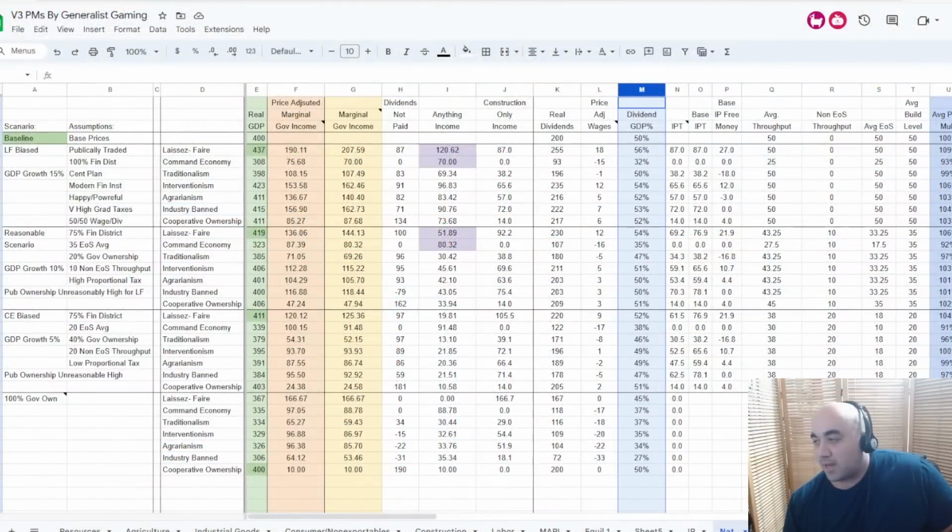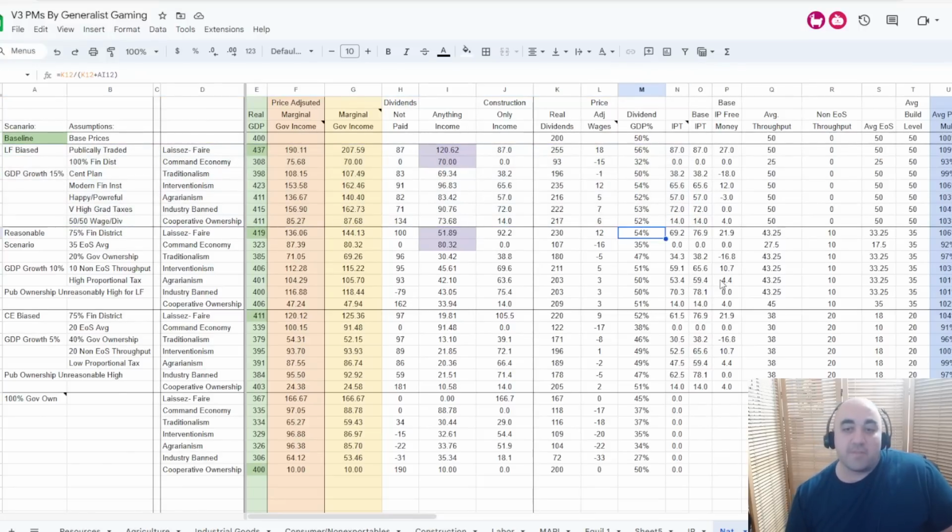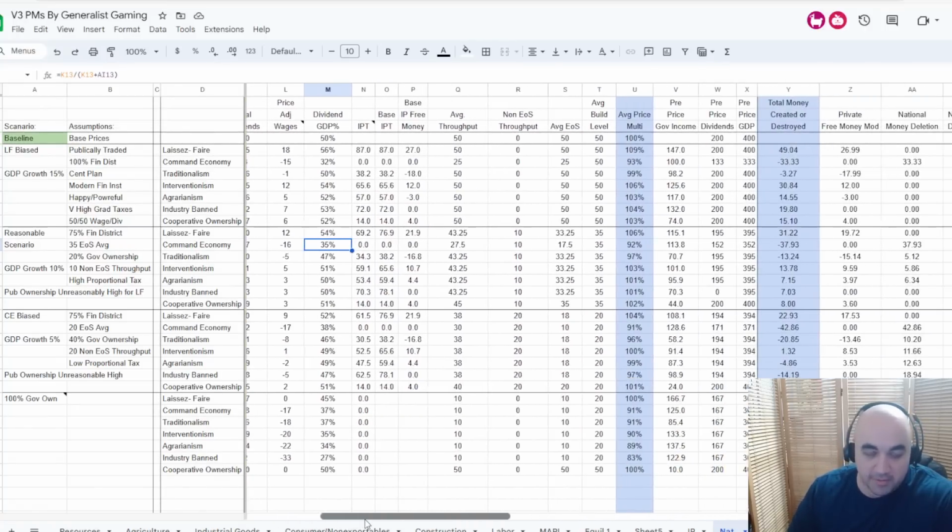Just jumping back into the spreadsheet to be able to see. Actually, this is not a scenario that's going to be that easy to achieve, but this 54% versus 35%, the entire difference in percent is basically accounted for not by higher wages, but by more government dividends.